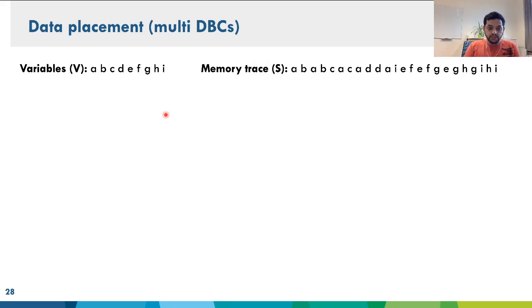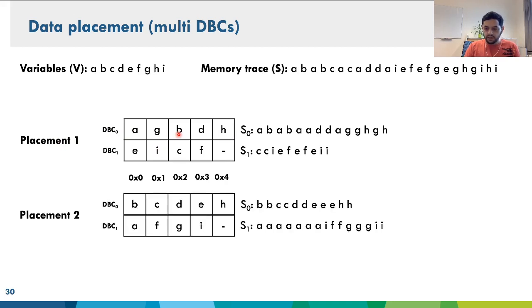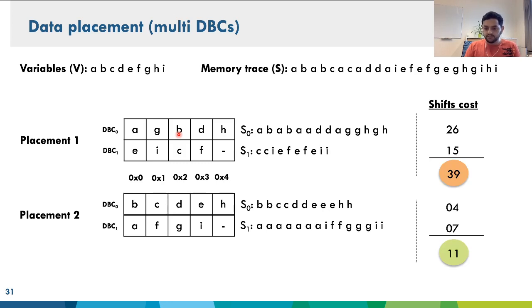In the previous slide we talked about single DBC, but if we talk about multiple DBCs, it becomes more interesting. We take a slightly bigger example with 9 variables instead of 5 and a bigger trace, and we talk about the placement again, but now we have 2 decisions to make. The first is where to place a particular variable inside a DBC, and the second is how we distribute variables across DBCs. I have one placement with some distribution and some placement within DBCs, and another placement, and again if I compare the shift cost, they are significantly different. The second placement is more than 3 times better compared to the first one.